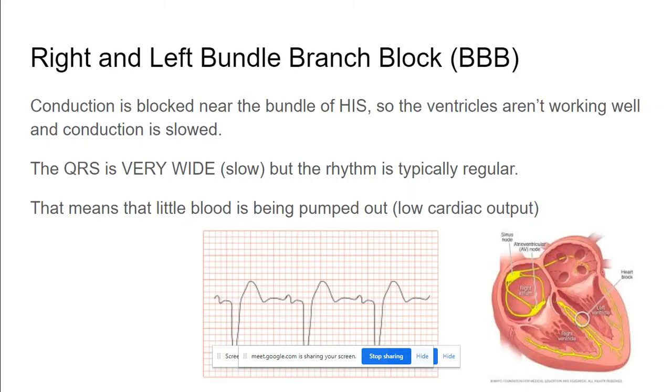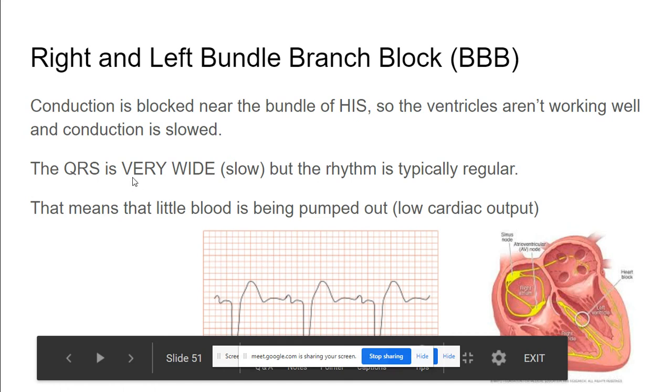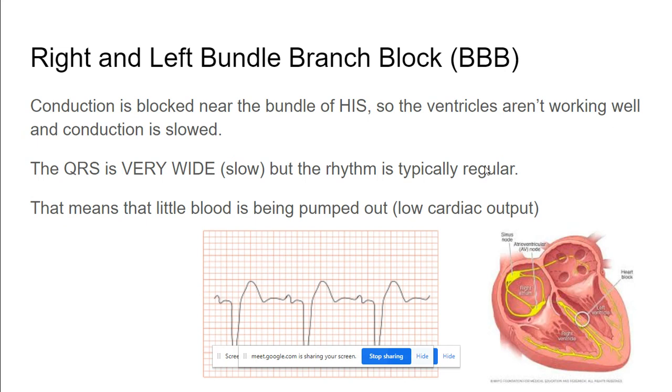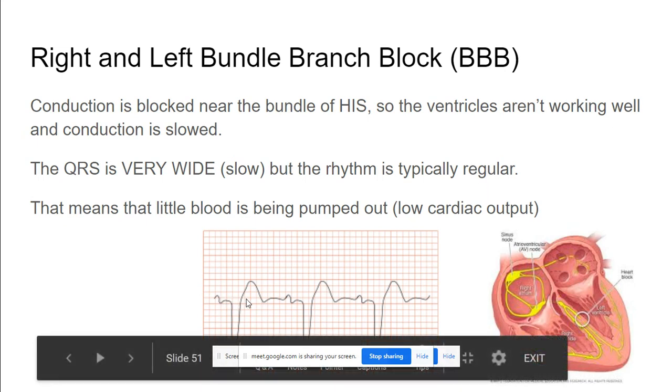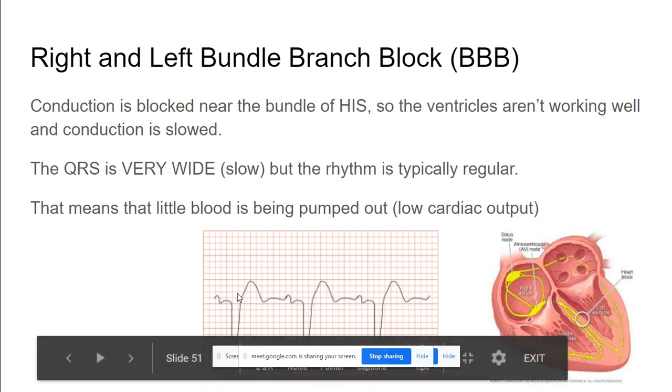Right and left bundle branch block. I don't think you guys are going to have this type of rhythm on there, but I wanted you to be exposed to it just in case you do. It's a block that we haven't gone into at all, but the QRS is very, very wide, and the rhythm is typically regular. So if you see something like this, it is a block within the ventricles.